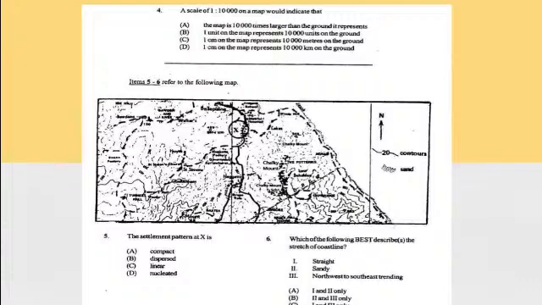First one, a scale of 1 to 10,000 on a map would indicate that. So we have the options. A, the map is 10,000 times larger than the ground it represents. B, 1 unit on the map represents 10,000 units on the ground. C, 1 centimeter on the map represents 10,000 meters on the ground. Or D, 1 centimeter on the map represents 10,000 kilometers on the ground. What would be your answer?